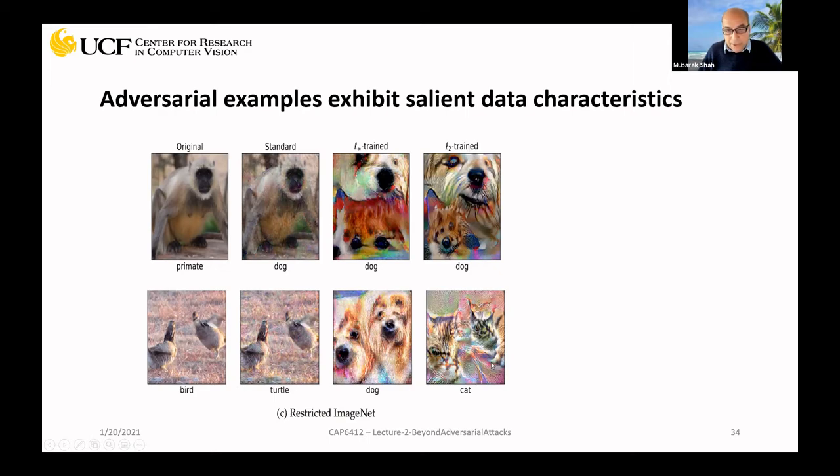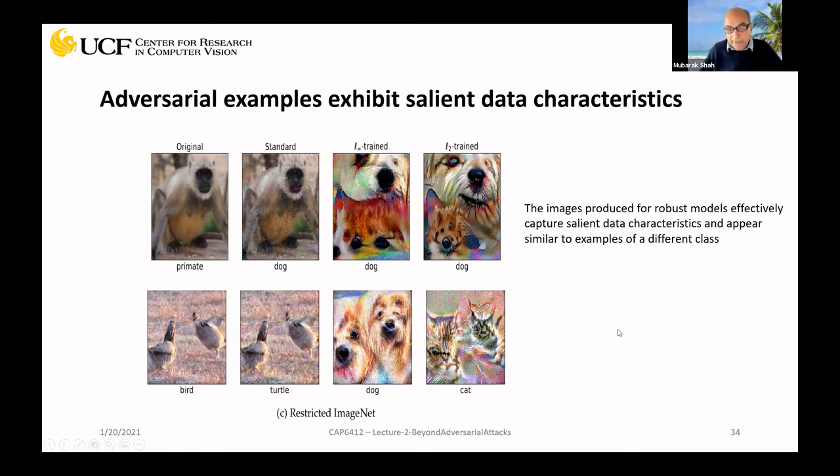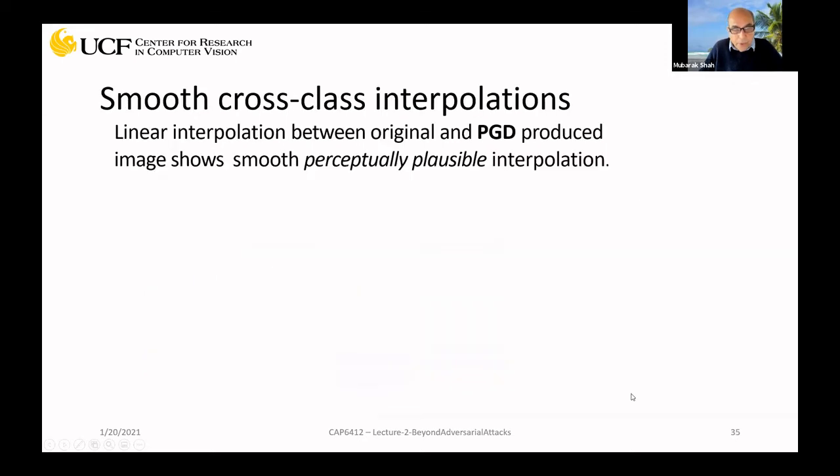So I think the important point is that these images produced for robust models actually capture good data characteristics and appear similar to examples of a different class. But in the standard one, that's not the case.